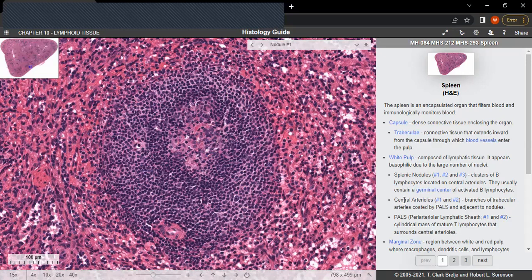We also have, remember, the arteries, the trabecular arteries. The splenic artery usually divides into trabecular arteries. Trabecular arteries usually give off central arterioles and penicillar arterioles into the white pulp. These arterioles are usually coated by lymphatic tissue, what is known as the periarterial lymphatic shield.